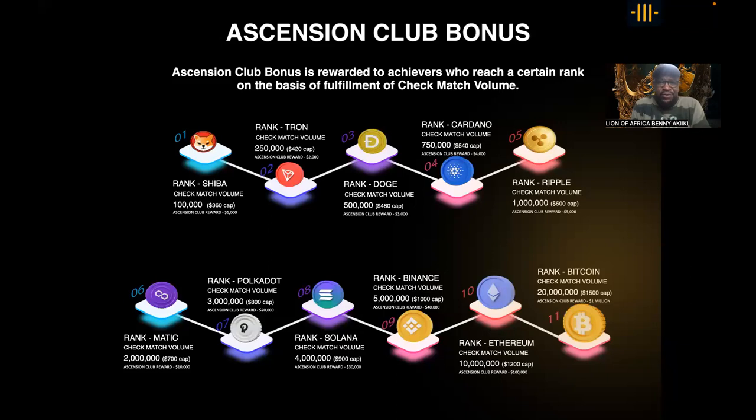Your binary is 480, and you're given $3,000 worth of Doge. And you keep pushing this thing, you hit the rank of Cardano, 750 left and right. Binary keeps going up. I told you the binary keeps improving to 540 now, and you're given $4,000 worth of Cardano as a reward.